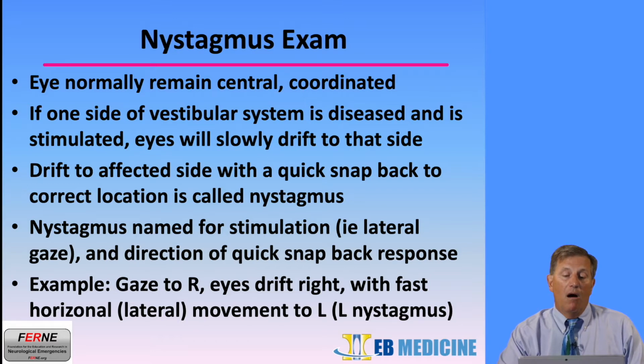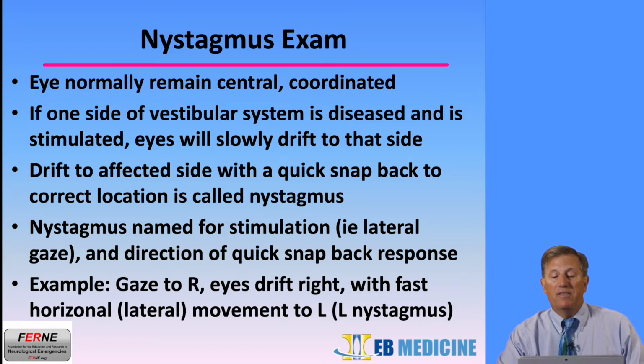Now, the nystagmus exam. Let's talk about it generally. Our eyes normally remain central in our head and they're coordinated to our head movement. If one side of our vestibular system is diseased and is stimulated through gaze, our eyes will slowly drift to the side that is diseased and stimulated. The drift to the affected side will cause a quick snapback response to correct the location, and that's called nystagmus. So, if our left vestibular system is diseased, our eyes may drift to the left. And in order to accommodate our head movement and keep us from being dizzy, we have nystagmus snapping our eyes back centrally. So the drift is toward the diseased side, and the snapback is to try to bring our eyes back to a central position.